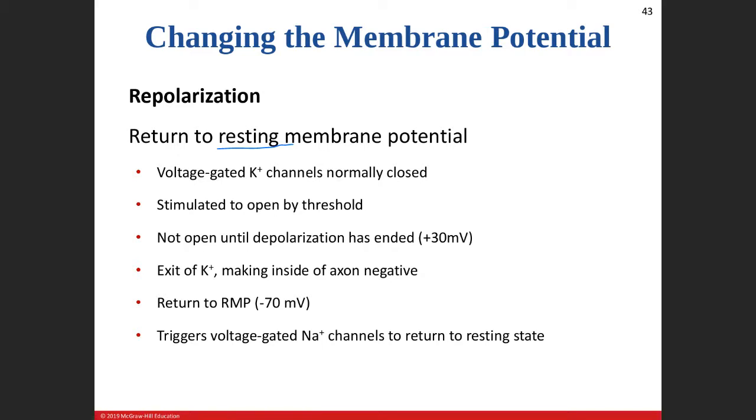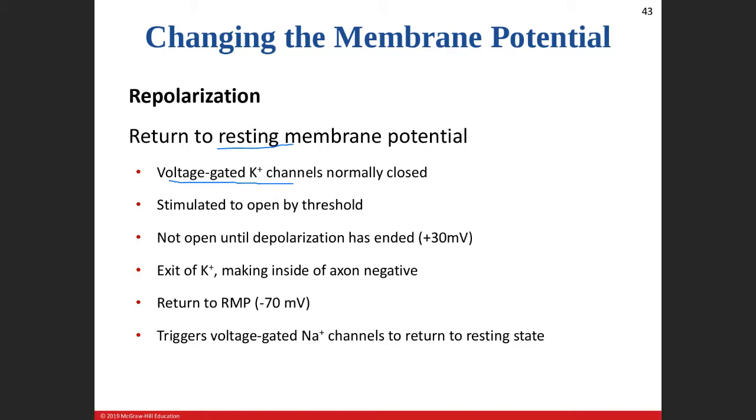Normally, when we're dealing with resting membrane potential, the voltage-gated potassium channels are closed. Some sort of stimulus is going to trigger that channel to open up, to open that gate. If we're dealing with voltage-gated channels, the stimulus is going to be an electrical charge of some sort, a change in the electrical charge.